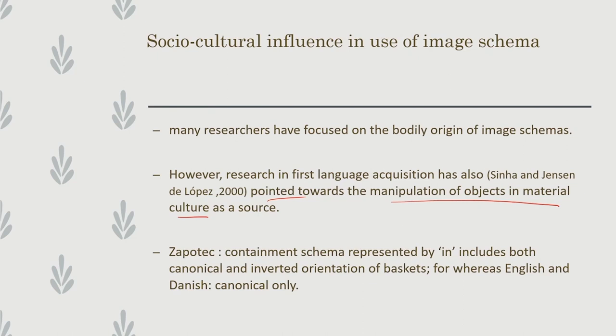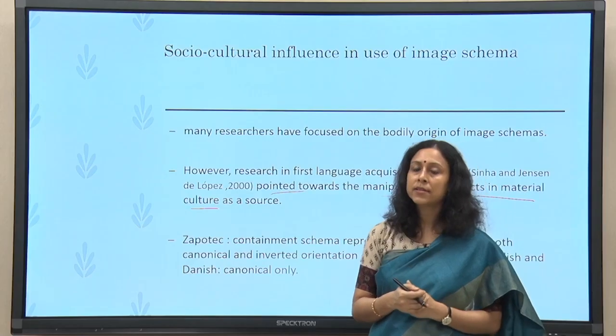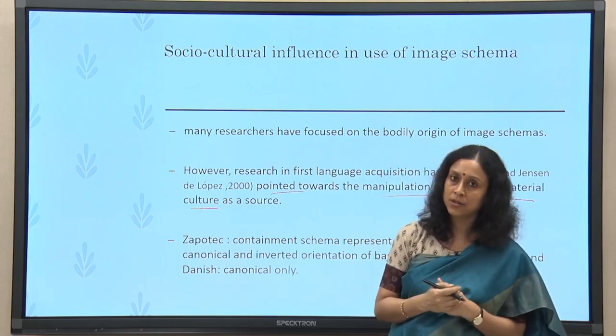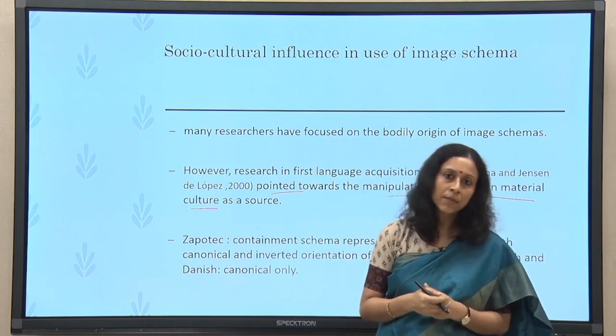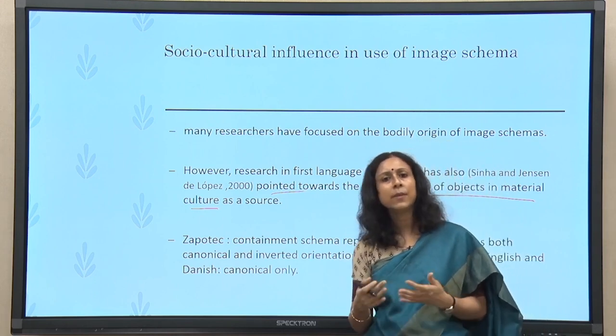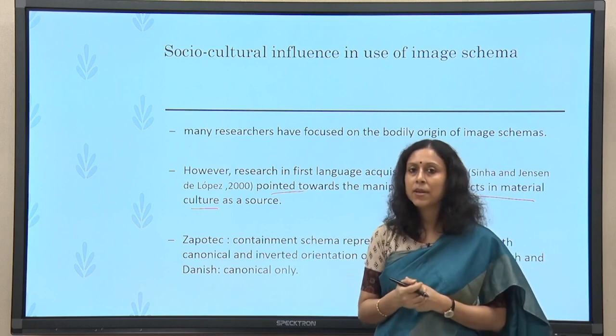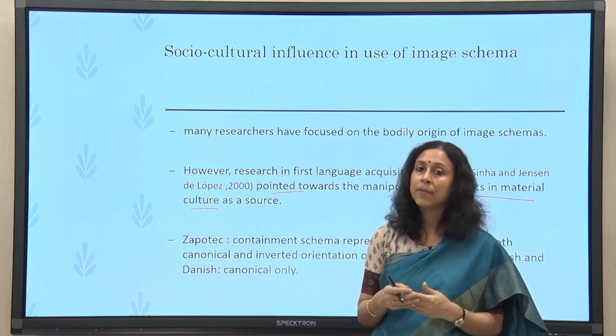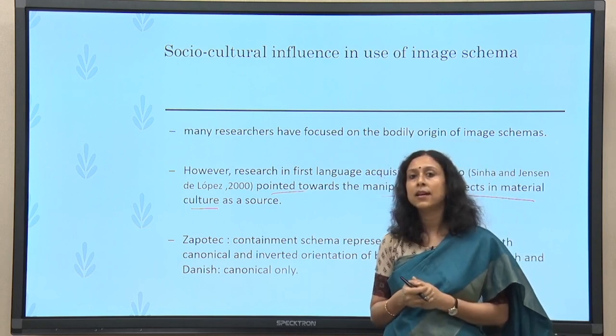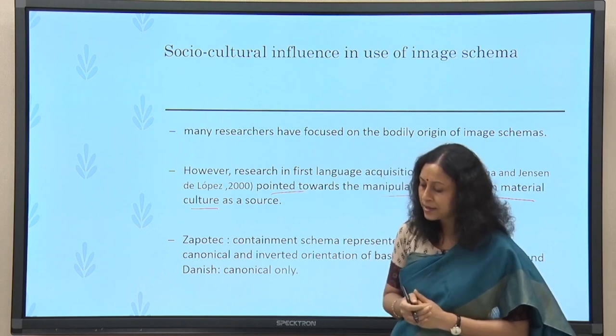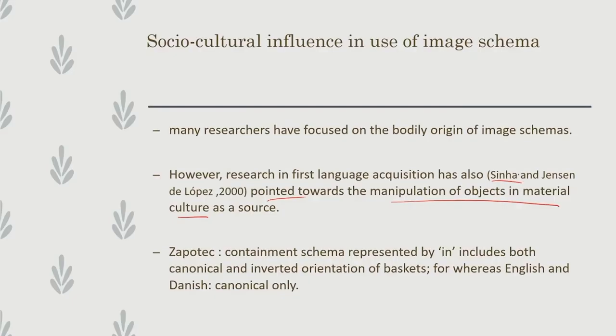Researchers have found that even the objects in the material culture matter. Why material culture is important is that not all cultures across the world have the same material artifacts. In the mainstream society we are becoming more and more homogeneous, so more or less we are surrounded by a similar large array of objects. But if we go to cultures surrounded by a lesser number of material objects, then we see a slight difference. That is exactly what the researchers mentioned here. Chris Sinha and his group have found out in their studies on Zapotec children as well as English and Danish speaking children, children when they are learning their first language.